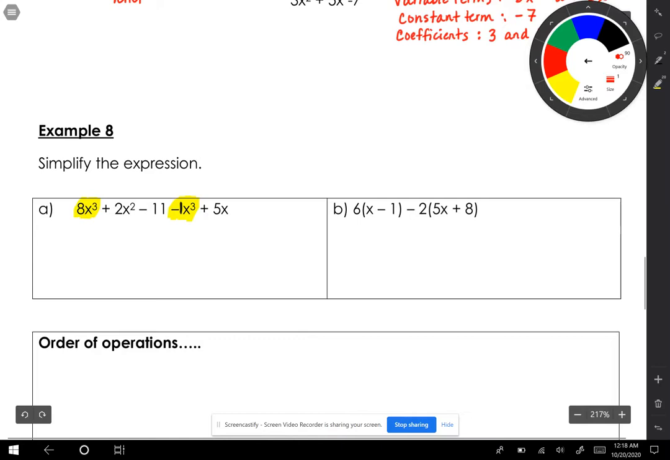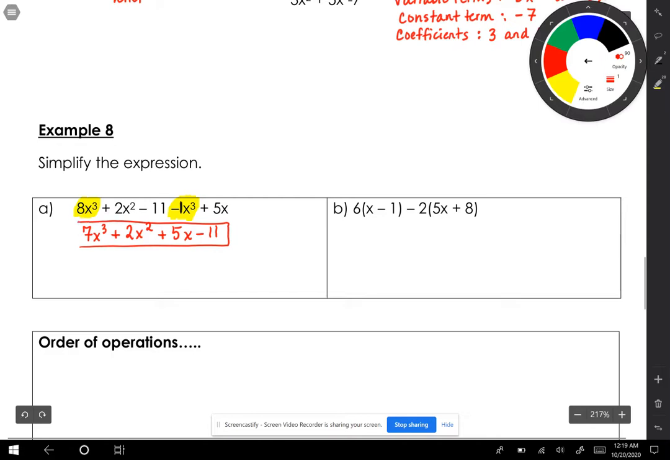So 8x to the third minus 1x to the third is 7x to the third. Then I'm just going to list the other terms in decreasing exponents. I don't have to, but I'm going to because it looks nice. And that's simplified.